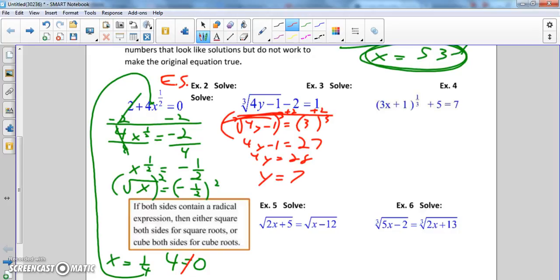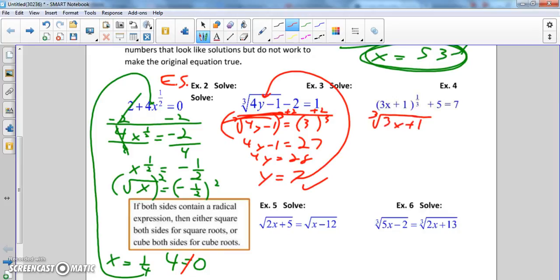If I plug that back in, 7 times 4 is 28. 28 minus 1 is 27. The cube root of 27 is 3. And 3 minus 2 is 1. This one checks out. It is a solution. 7 is our answer. Okay, over here, I personally am going to rewrite this as the cube root of 3x plus 1.